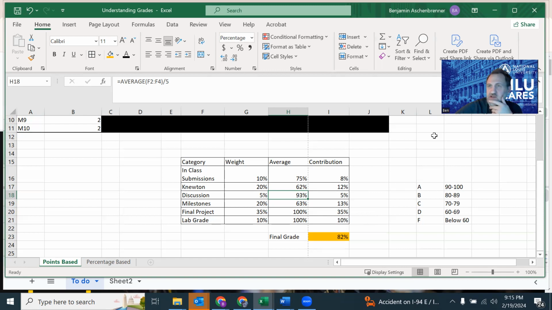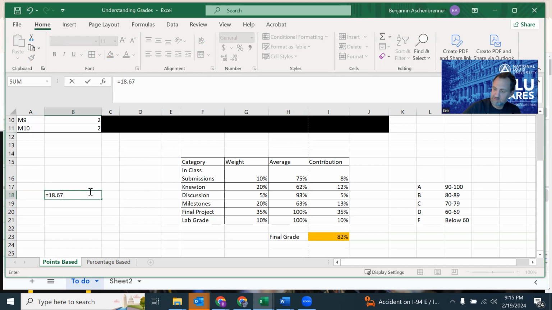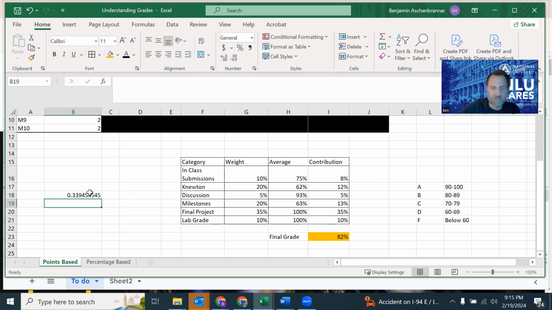But consider that this person is seeing right now that they have an 18.67 out of 55. That's a 34%. So they're sitting at a 34% now. They could end up with an 82%.